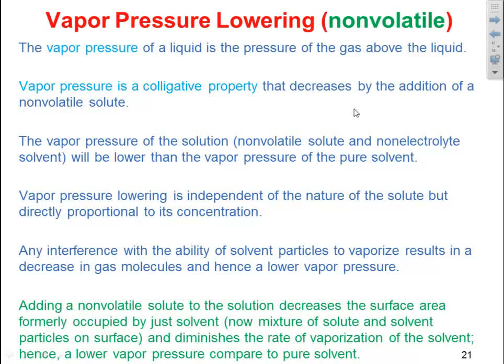It's going to be a lot harder for that liquid to change into a gas because the paths on the surface of the liquid now have solute particles in the way. So you're going to have less solvent being able to change from a liquid to a gas on the surface.